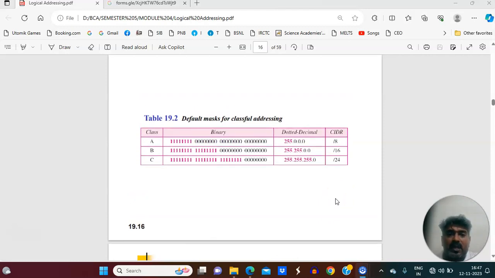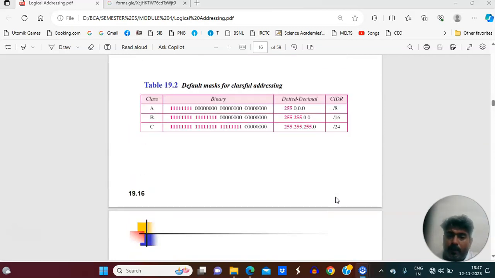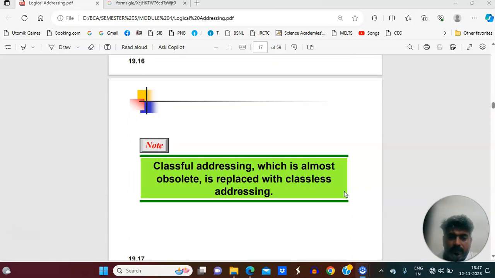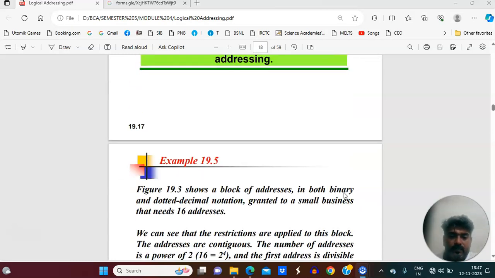These network masks are used in routers to mask a particular incoming IP address and find out the network address. The topic will be covered in detail when we discuss routing. Classful addressing is now almost obsolete, and it has been replaced by classless addressing.